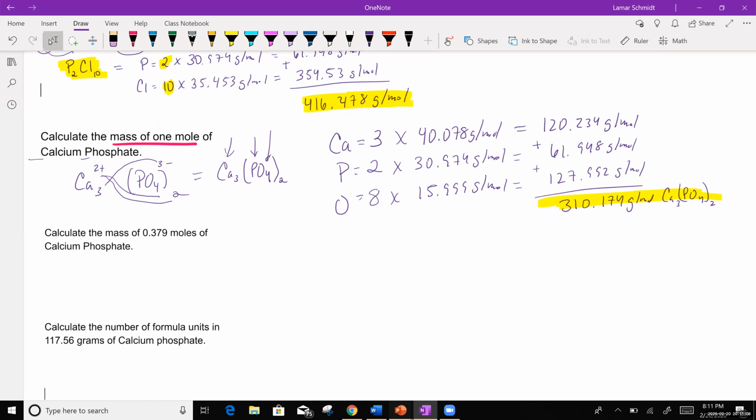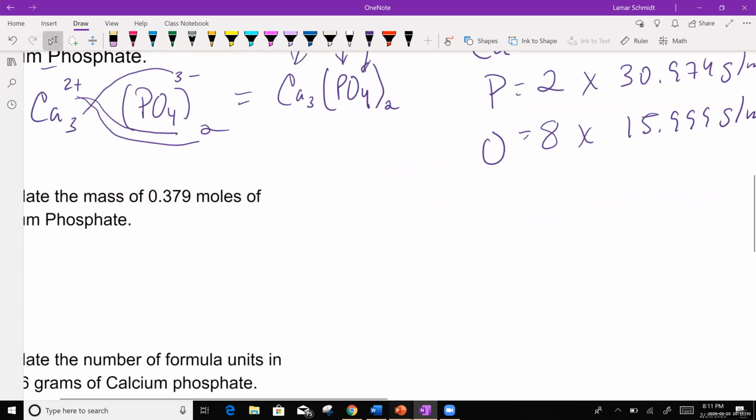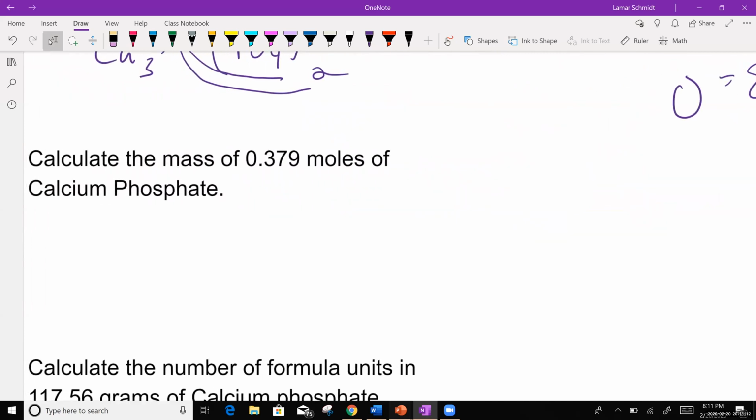This next one says calculate the mass of 0.379 moles of calcium phosphate. Now you're free to pause this video and see if you can get it on your own and then check it, or you can just follow along. But simply watching without writing is going to do you really no good. You really need to participate along with the video.